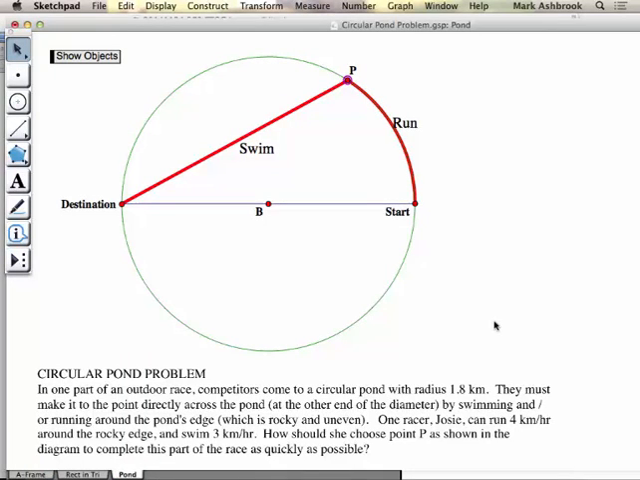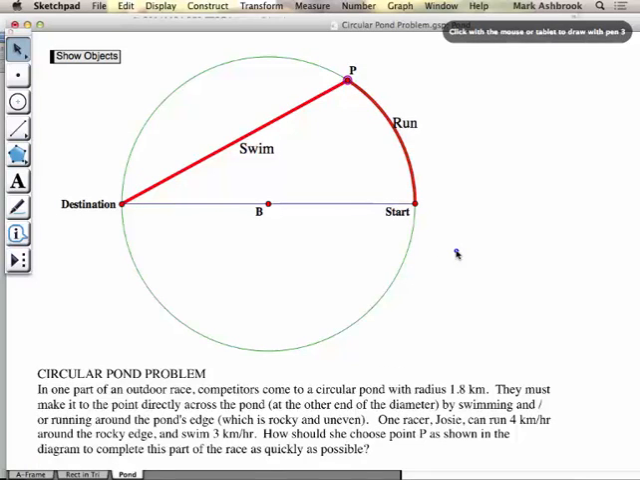Okay, here's a problem. It says, in one part of an outdoor race, competitors come to a circular pond with a radius of 1.8 kilometers. They're coming this way in the race. It's like some kind of obstacle course or multi-event race. They come to here, and they have to make it here. They can choose to run as far as they want to any point, which we're going to call point P, and then they can choose to swim.